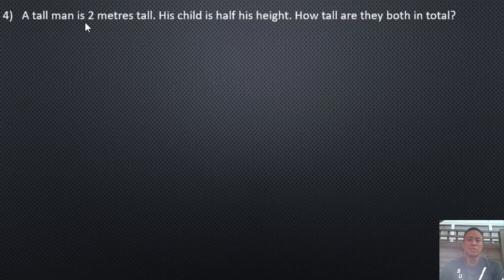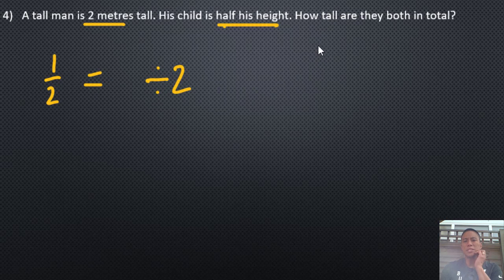A tall man is 2 meters tall. I wish I was a tall man at 2 meters tall, but I'm happy with how tall I am now. His child is half his height. There's a half again. I'm going to write it here. Half is the same as saying you're going to divide by 2, or share between 2 equal pieces. How tall are they both in total?